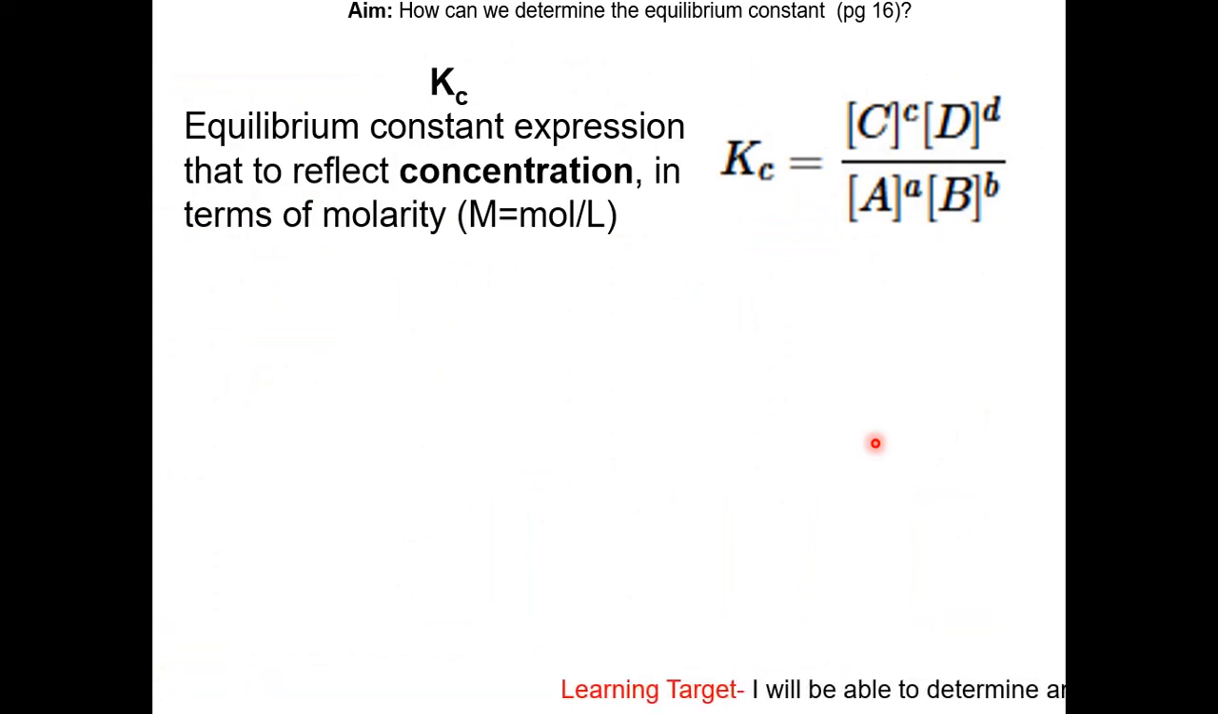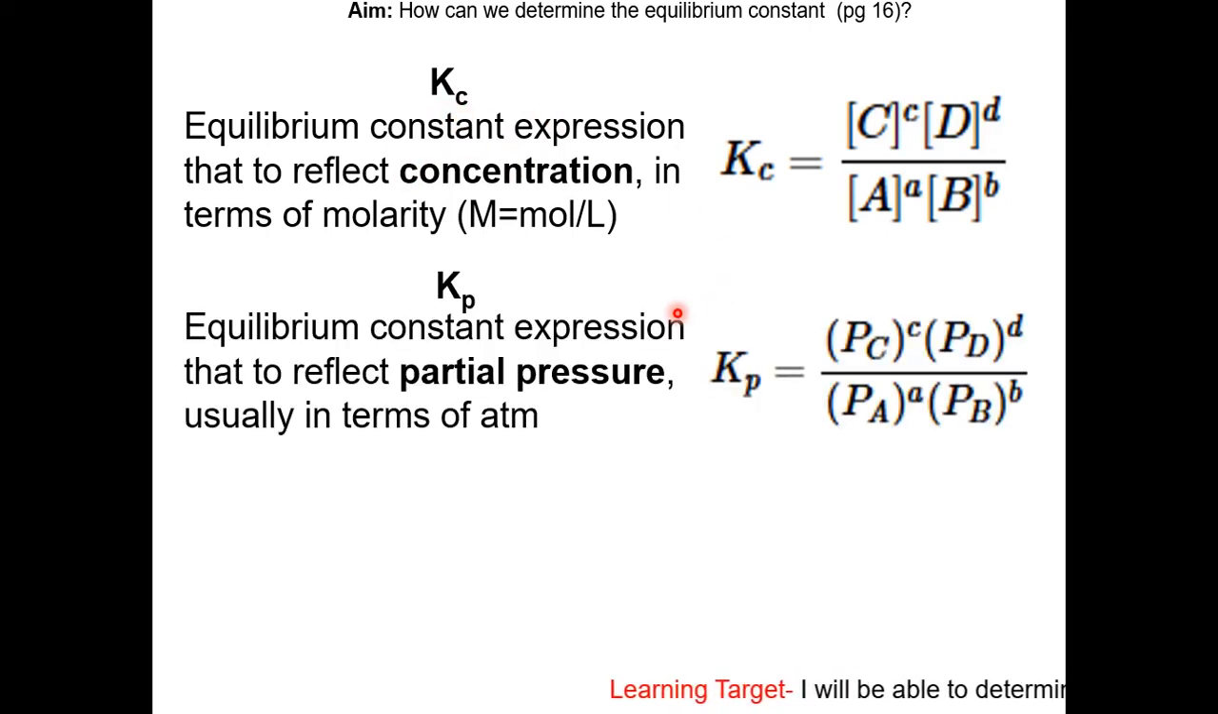In summary, K is the equilibrium constant that represents the ratio of products and reactants. If the symbol is Kc, that means the equilibrium constant is expressed in terms of concentration. If the symbol is Kp, that means the equilibrium constant is expressed in terms of partial pressure.